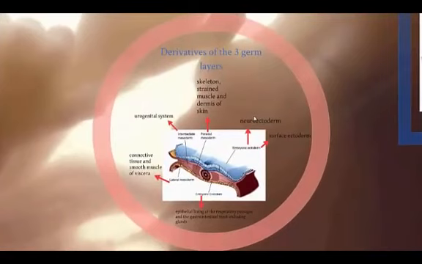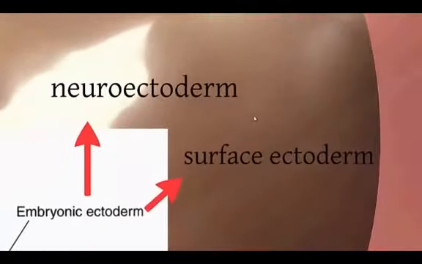Now to the derivatives of the three germ layers. Each of the three germ layers will give rise to specific tissues and organs. Now let's take some examples of these tissues. The embryonic ectoderm gives rise to the surface ectoderm, which is the skin, and the neuroectoderm, which will give rise to the central and the peripheral nervous system.